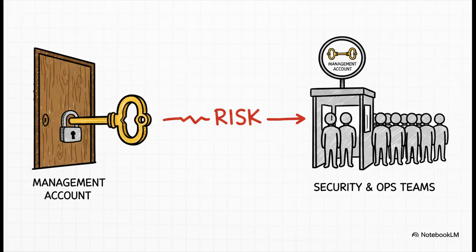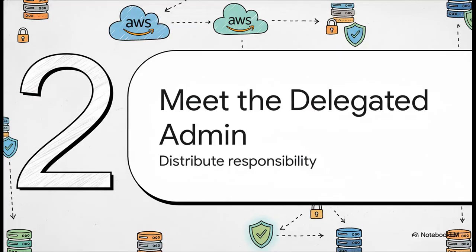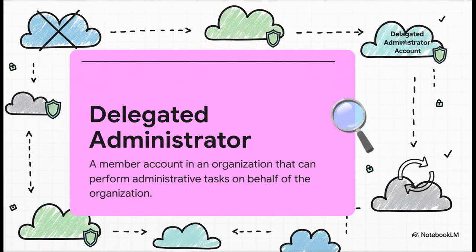And on top of that, it just slows everything down. Your security and ops teams need to get things done, but they're stuck waiting in line for the one person with the keys to the kingdom. So how do we fix this? Well, AWS has a pretty slick solution. Let's introduce the Delegated Administrator, a feature built specifically to spread out these responsibilities in a way that's secure and totally controlled.